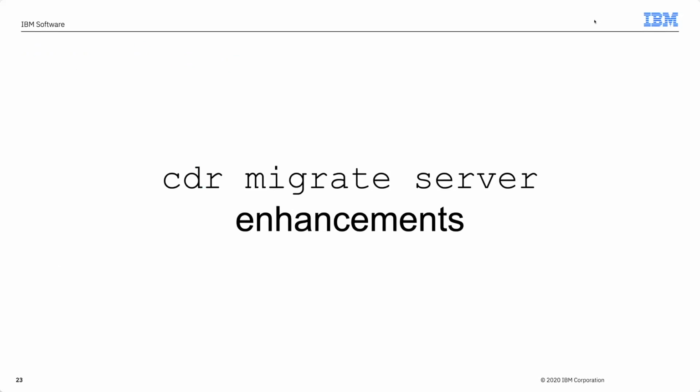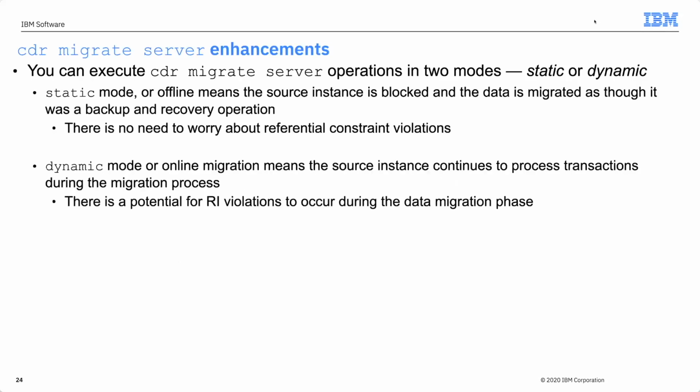Now, I will tell you that there are some specific upgrade steps that need to be taken when you migrate to FC6, as well as some specific upgrade steps you need to take if you upgrade to FC8. And I'll talk about each of those in just a moment. CDR Migrate Server was enhanced. It can operate in one of two modes, either static, where your instance is quiesced, so to speak. There's no transactions going on and we migrate the data, or your instance can be in what we call dynamic or online mode, allowing customers to continue to insert, update, and delete data.